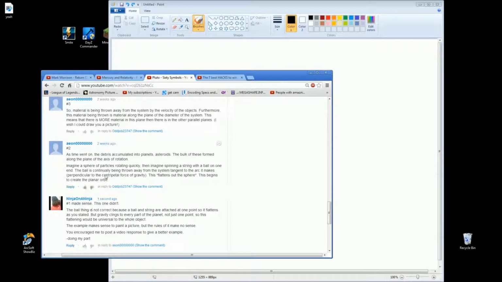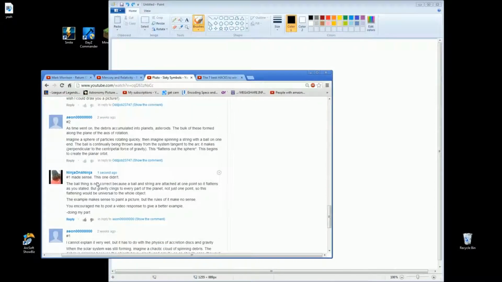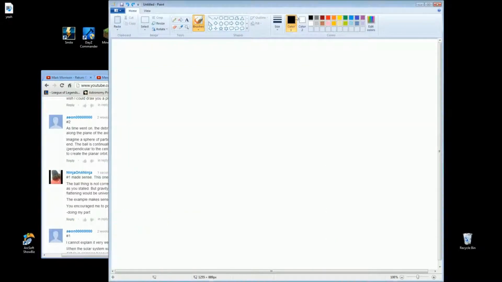So this is basically my response, and I'll explain what I'm talking about. Number 1 made sense. This one didn't. I had to reply to this one. The ball thing is not correct because a ball and string are attached at one point, so it flattens, as you stated. But gravity clings to every point of the planet, not just one point. So this flattening would be universal to the whole object. The example makes sense to paint a picture, but the rules of it make no sense. You encouraged me to post, so that's why I'm doing this now.